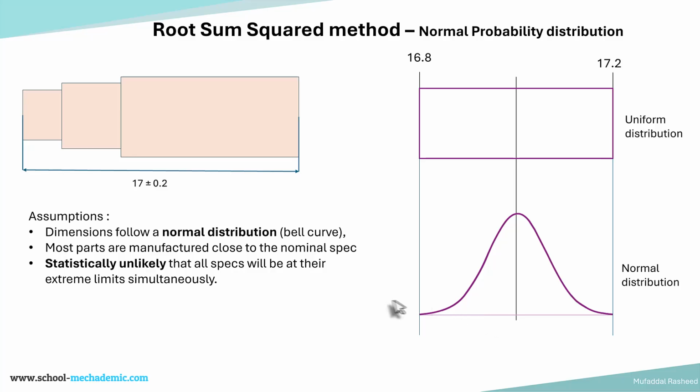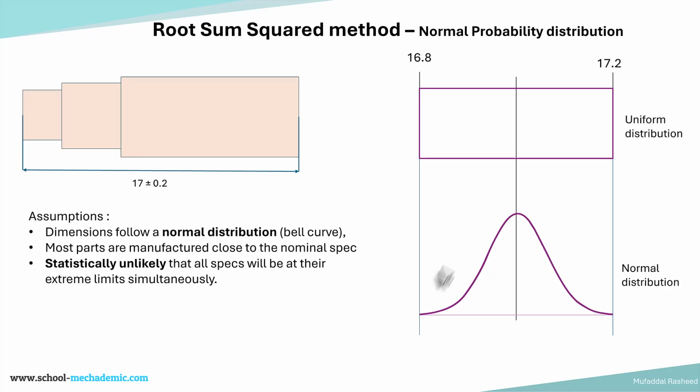So basically, the normal distribution, which is otherwise called the bell curve, we say manufacturing processes follow this normal distribution. This means that when we manufacture a part from a manufacturing process, let's say for example a lathe machine, a machine tool, then the probability that the part will be at 17.2 is very low as compared to the part being at 17, which is the nominal.